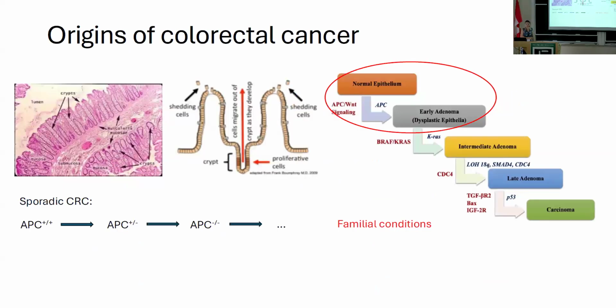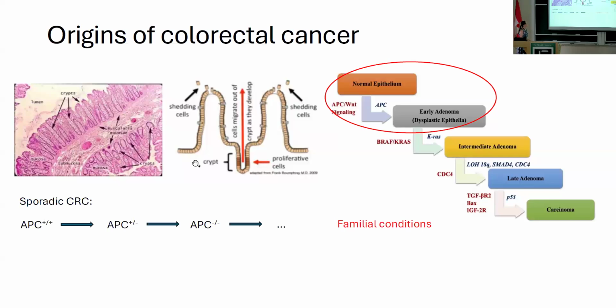So how do we model it? We are going to focus on the first two steps in this progression. So it will involve the inactivation of a tumor suppressor gene and an activation of an oncogene.